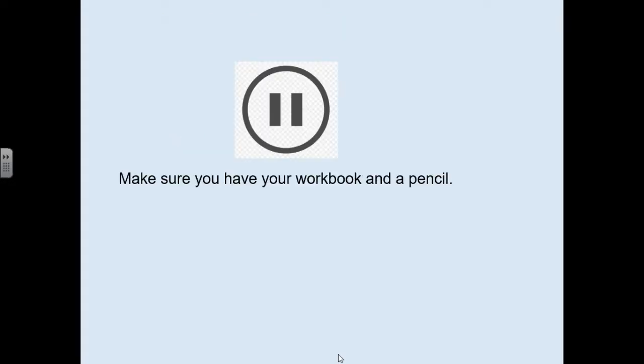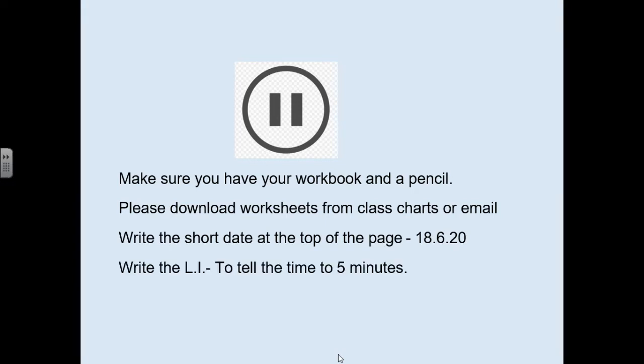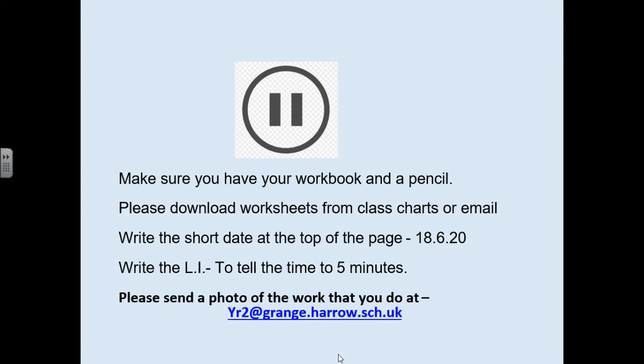Pause the video and please make sure you have your workbook and a pencil. Please download the worksheets from ClassShots or email. Write the short date at the top of the page, 18.6.20. Write the LI: to tell the time to 5 minutes. Once you have finished your work, please send a photo of your work at year2@grange.harrow.sch.uk.